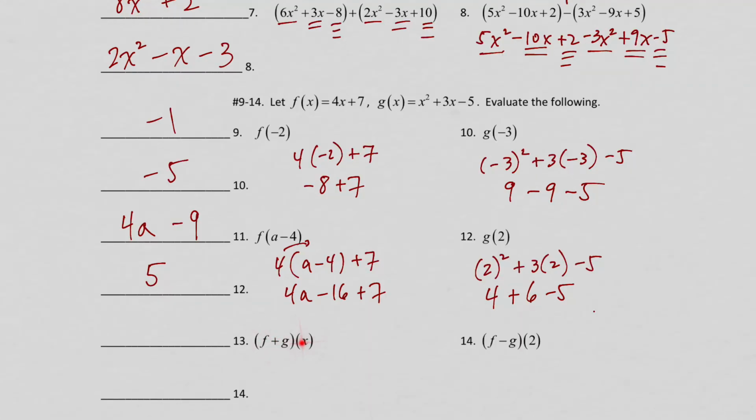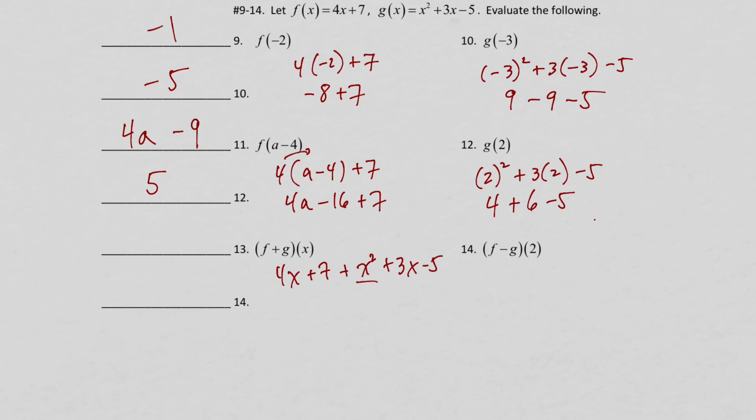f plus g of x, we're just taking these two functions and adding them up. So this is going to be this plus this. So 4x plus 7 plus x squared plus 3x minus 5. This doesn't combine with anything. This and this are like terms. Those add up to 7x. And this adds up to a positive 2.